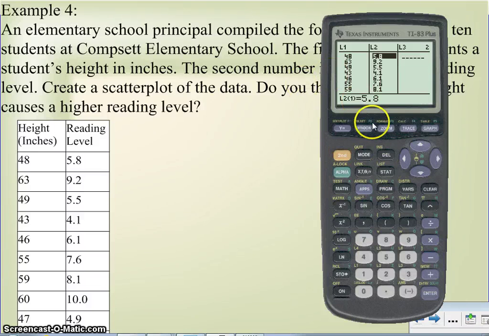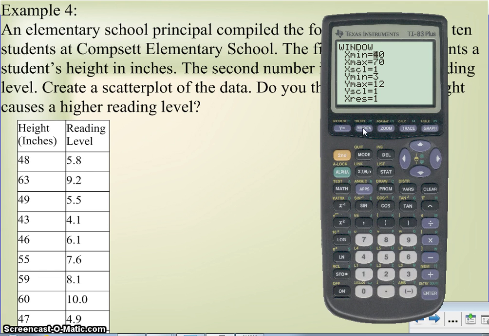Okay, now that you've entered all of them in, we're going to click up here on window, because again we're going to change the window that we're looking at. The lowest number that we're looking at is 48, so you can see I put the X minimum to 40. The highest that we're looking at is 63, so I put the max to 70. On the Y side, which is that reading level, the lowest is 4.1, so I put 3. Highest is 10, so I put 12. Now that you've put that in, go ahead and graph it, and this is what you're going to see.